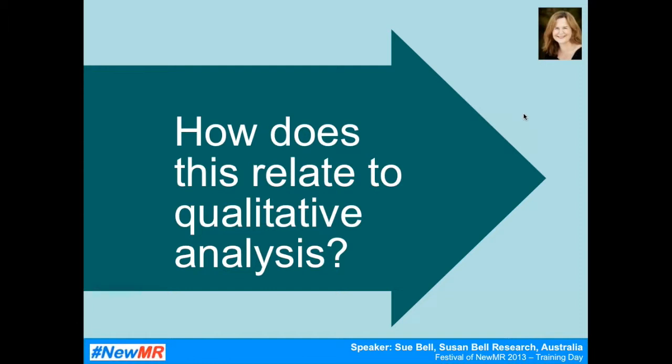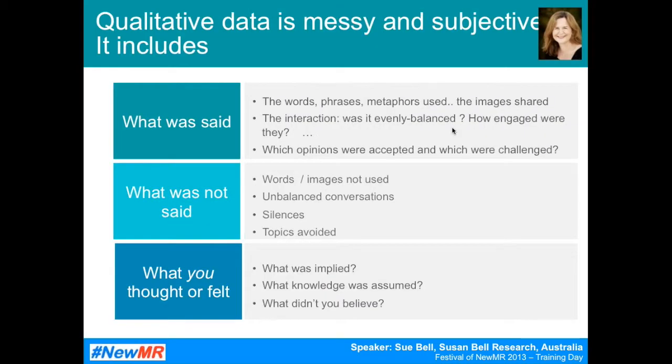So how does all this story stuff relate to qualitative analysis? Well, really it's about the fact that thinking about story structures helps us solve the problem with qualitative data, which we have on the next slide, which is that qualitative data is messy and subjective, and includes all of the things I've got here. It includes what was said, words, phrases, metaphors used, the images shared. It includes things like how evenly balanced was the interaction, how engaged were your participants. It includes things like whether opinions were accepted and whether they were challenged. But then it also includes what wasn't said, so the words and images not used, the unbalanced conversations, the silences and the topics avoided. And then it also includes what you thought or felt.